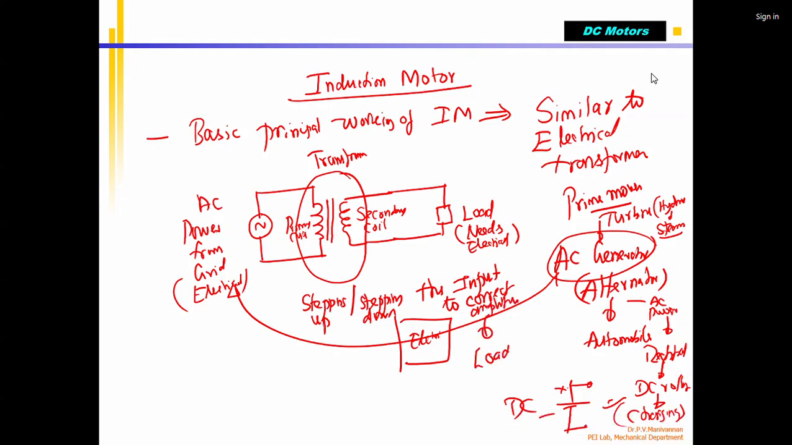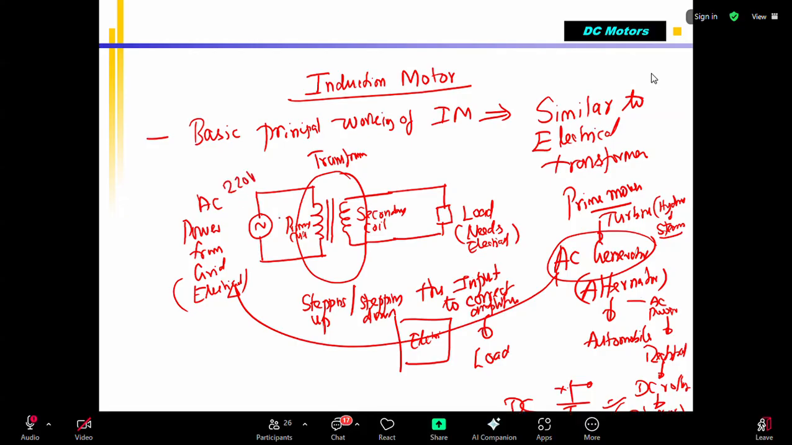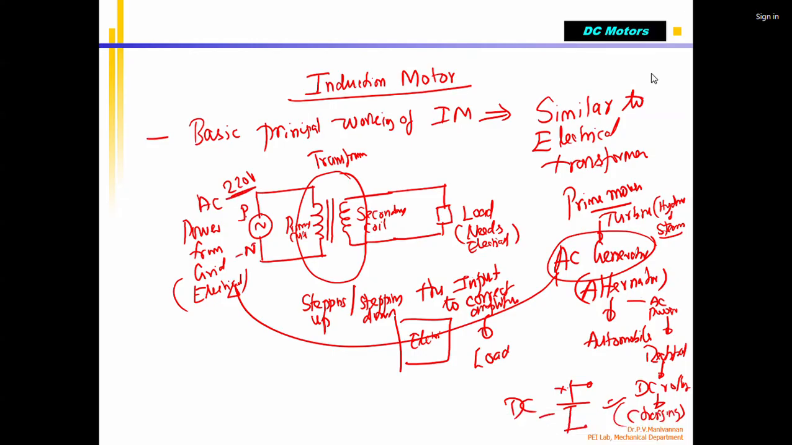For example, the AC power I am getting in India is 220 volts. I am talking about single phase. One wire is called neutral, the other is called the phase wire. That is what comes from the electrical grid. With respect to the neutral wire, the single phase has 220 volts. This is called the RMS value, the root mean square value. We will see later why it is called root mean square.